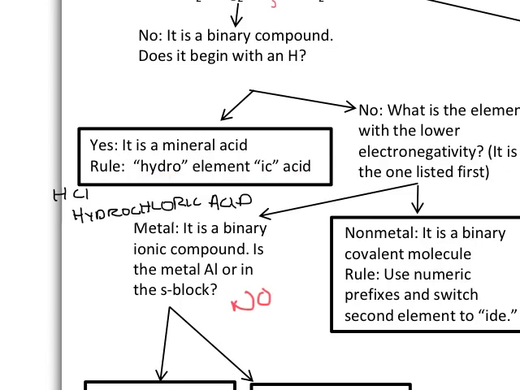Take the prefix hydro, chlorine, convert its ending to ic, so chloric, and add acid. So store this hydrochloric acid in your goldfish brains for when we talk about acids on the other side of the periodic table, other side of the flowchart.